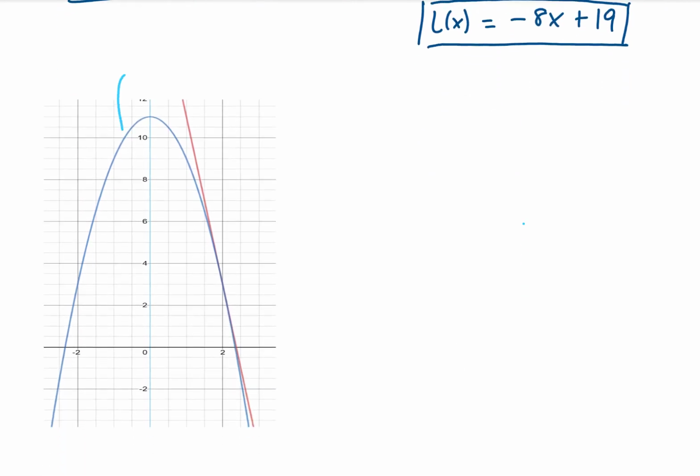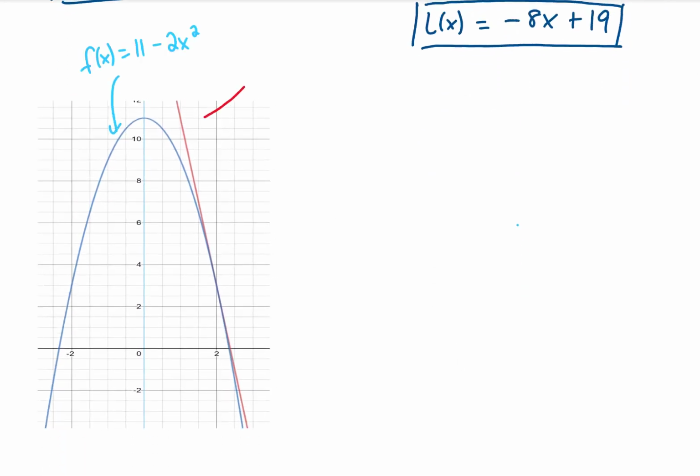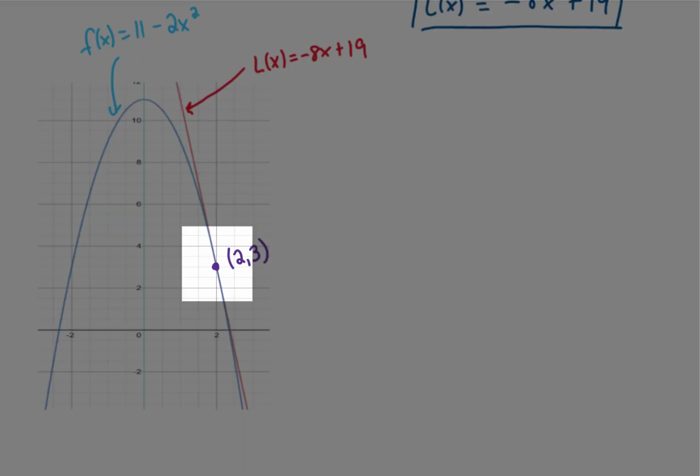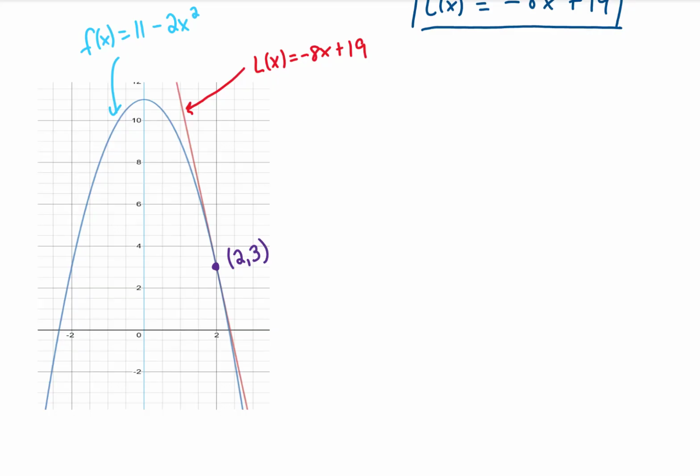We were given this function here, and we just found this tangent line or linear approximation to that function. You'll notice down here that this tangent line makes contact with our function at the x value of 2, which we were given, and at a y value of 3, which we found. That was our f of 2 value. And you'll notice that this function and this tangent line are pretty close to each other whenever x is pretty close to 2. So our next step is going to be to approximate f of 2.1 using our linear approximation.